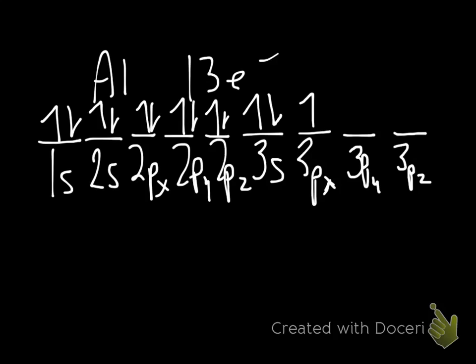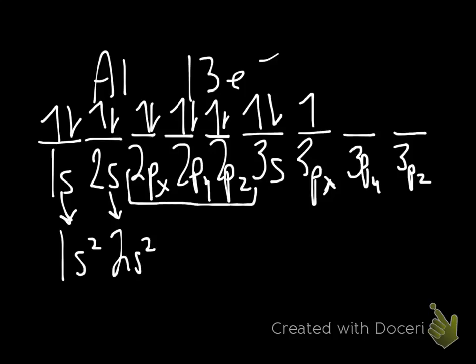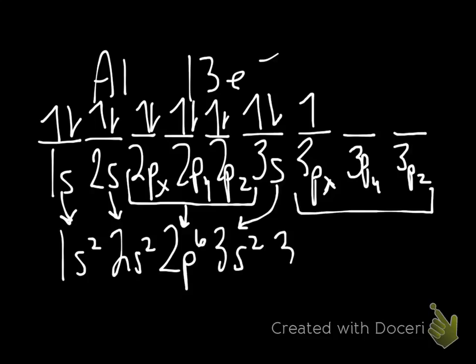So let's do aluminum. Aluminum has 13 electrons, and we correctly did the orbital notation. Now if we're going to write the electron configuration notation, we're only writing the names of the subshells and how many electrons are in them. So 1s2, 2s2, all of that becomes 2p6, 3s2, and all of that becomes 3p1.